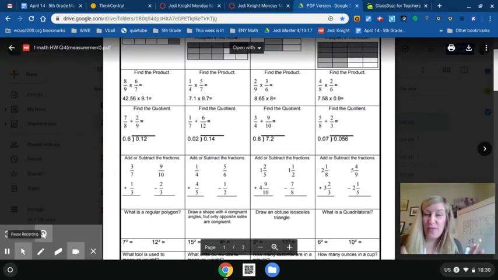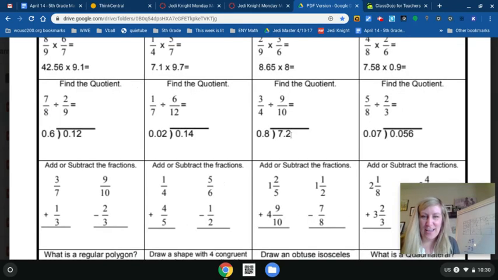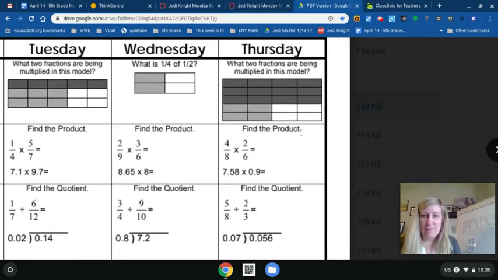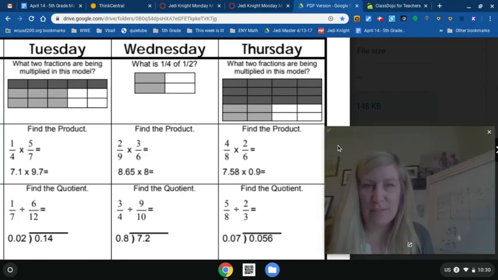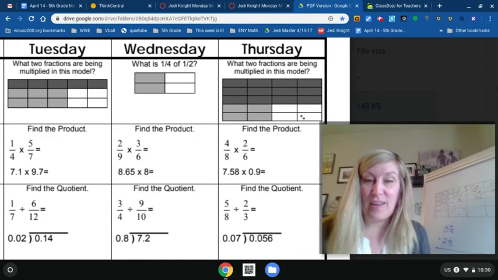Okay, guys, here's your Thursday help for your math spiral. So this will be Thursday, April 16th. All right, so let's check out our Jedi Knight math spiral. I thought I would do the first one right here, which is what two fractions are being multiplied in this model. Okay, so that would be my first one.